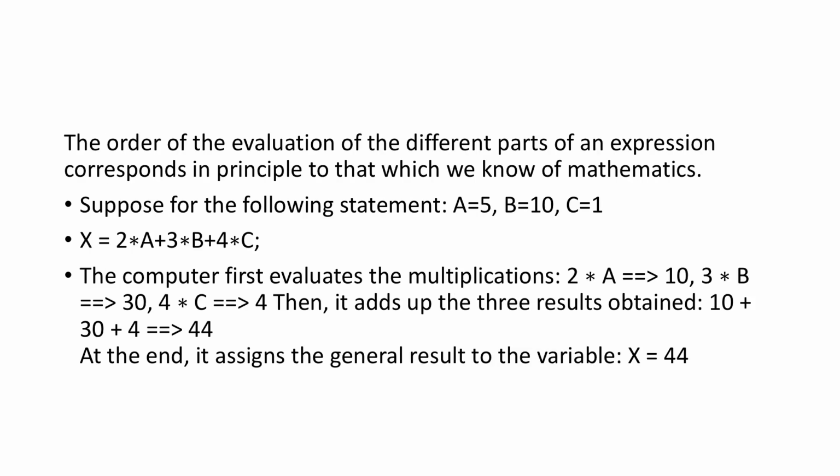Now, the order of evaluation of different parts of an expression, especially when you have many terms and many operations, follows the same principle you have already learned in mathematics. This is an expression with multiplication and addition, and multiplication has priority. So you consider 2 times a first, then 3 times b, then 4 times c, and then you add up all three terms together. This gives you 44, with a equal to 5, b equal to 10, and c equal to 1.